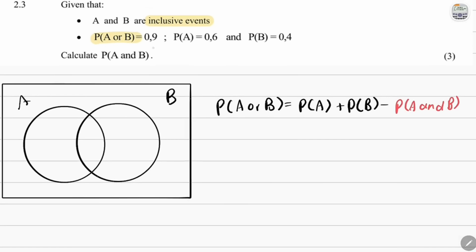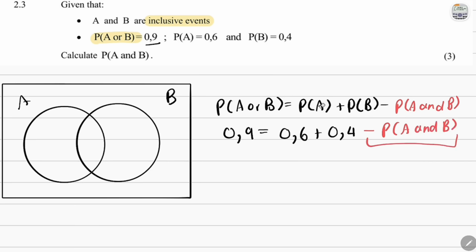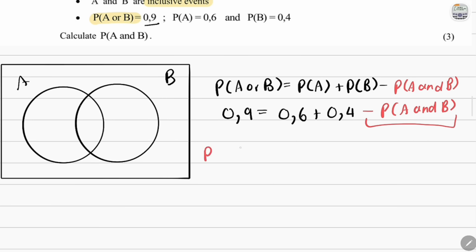So here the probability of A or B, that is 0.9. So 0.9 equals 0.6 plus 0.4, and then minus the probability of A and B. But notice this is negative, okay? It says minus the probability of A and B. So we can just go ahead and transpose it to make it positive. And now we have positive, okay?